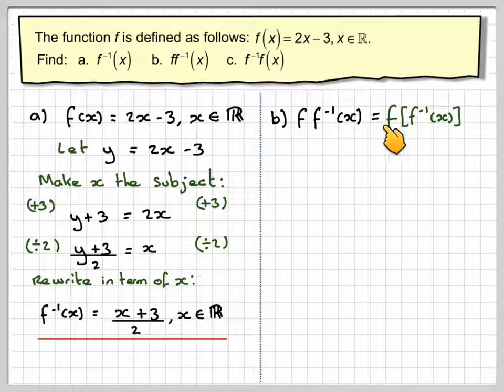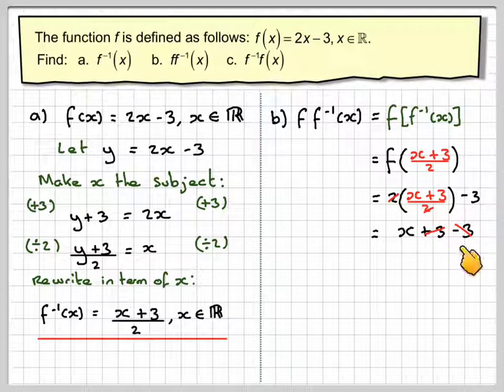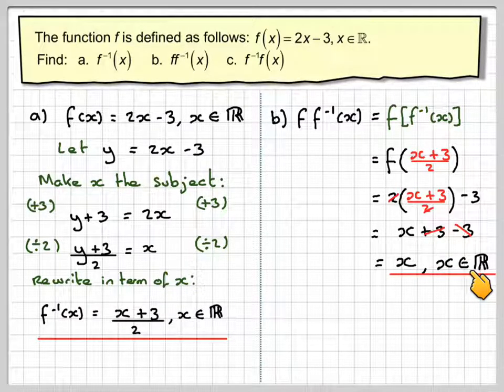So we do f of f to the minus 1 of x. That means first of all we do f to the minus 1, so we need to do f of the inverse function, x plus 3 over 2. Everywhere there's an x in f, we now replace it with x plus 3 over 2. So we get 2 times x plus 3 over 2, take away 3. Now the 2's will cancel out, so we have x plus 3 minus 3, and the plus 3 and the minus 3 cancel out, and funnily enough we end up with x, belonging to the set of real numbers.